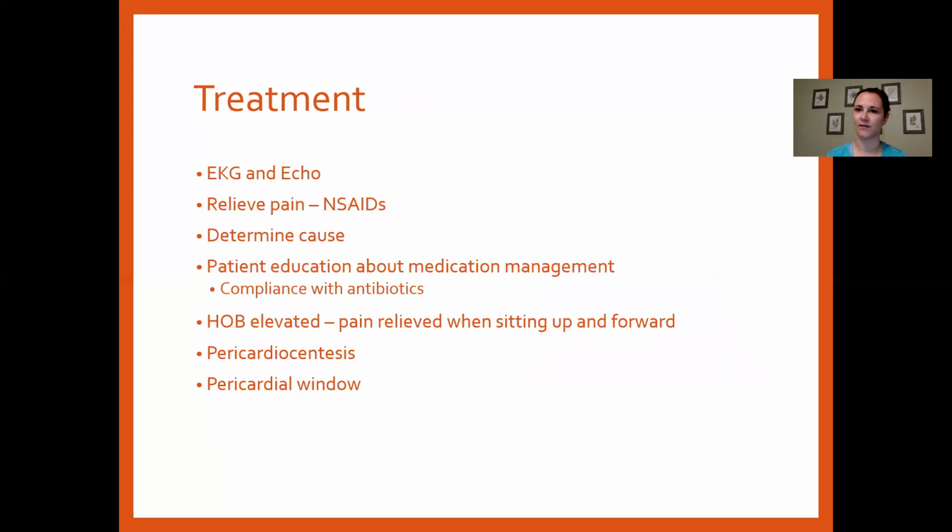Treatment, again, for pericarditis, we're going to get the EKG and echo, relieve the pain with NSAIDs, determine the cause. It's going to be the best way to eliminate the symptoms. Patient education about medication management, compliance with antibiotics. Again, nobody needs to decrease or stop their antibiotics because that promotes antibiotic resistance. Head of bed elevated because their pain is relieved when sitting up and forward.